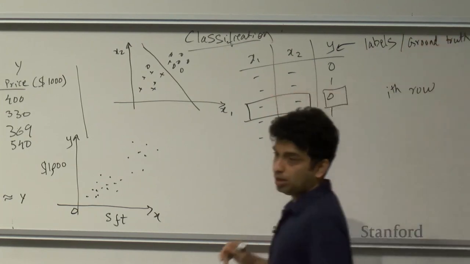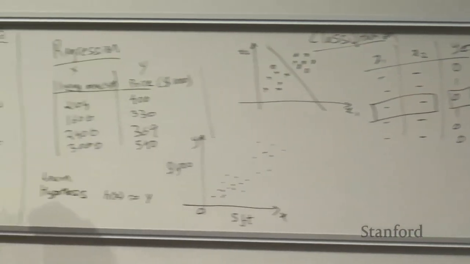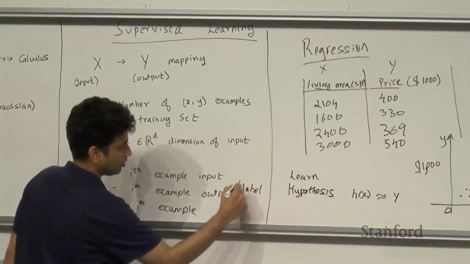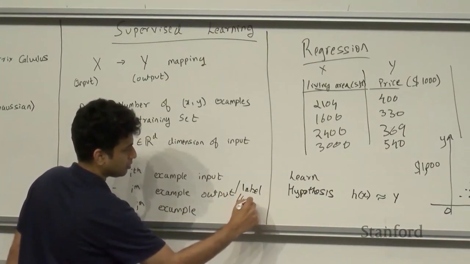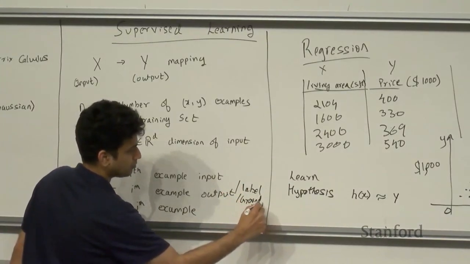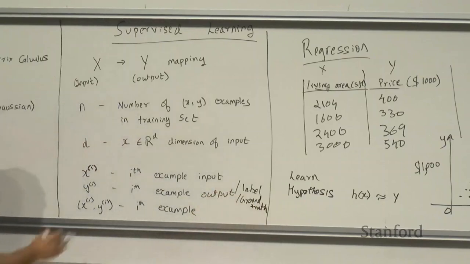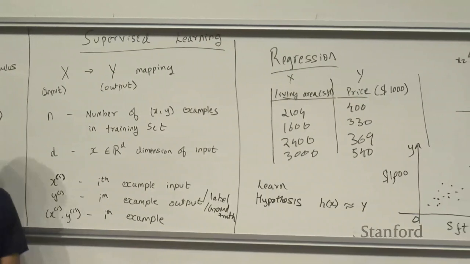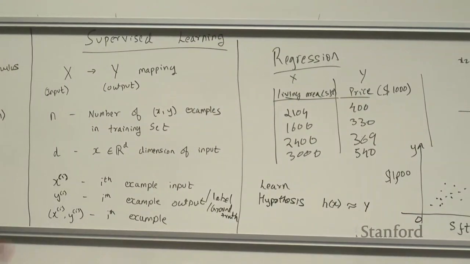So we generally call the y's labels or ground truth, and x will be called your input. So y is the example output, or you can call it label or ground truth. And when given a pair x^(i), y^(i), together they form the ith supervised learning example. Any questions about this terminology? So not to confuse, whenever there is a parenthesis, it means we are not taking the ith power of x or the ith power of y. It's just the ith example.